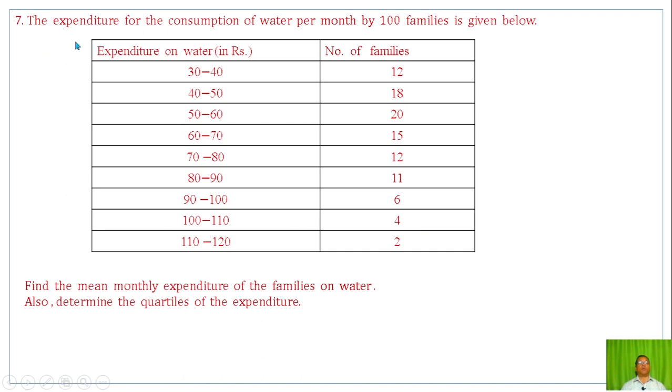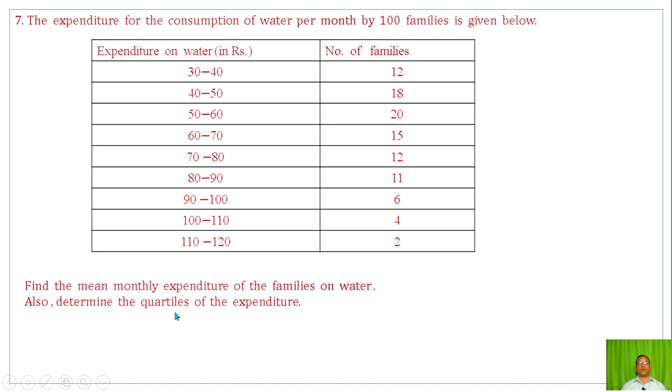Question number 7. The expenditure for the consumption of water per month by 100 families is given below. Expenditure on water in rupees. Rupees 30 to 40, number of families 12. Rupees 40 to 50, number of families 20. Find the mean monthly expenditure for the families on water.